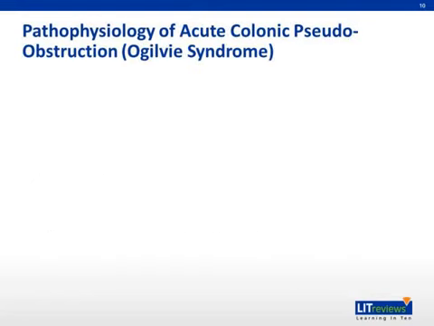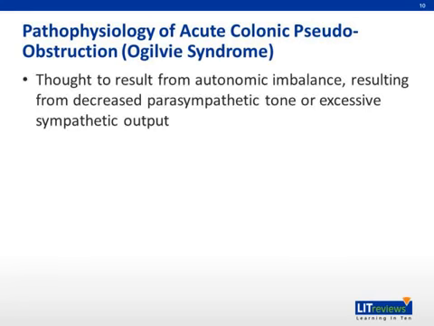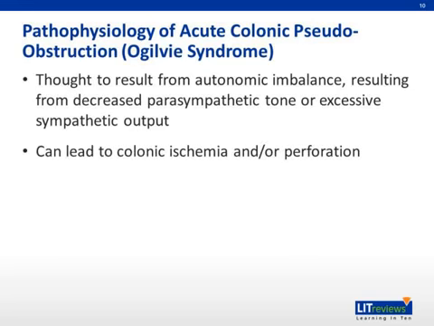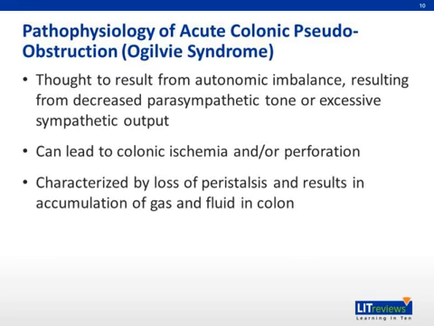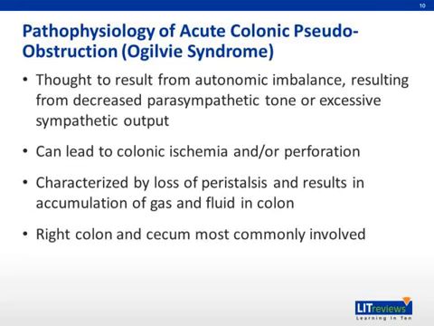The pathophysiology of acute colonic pseudo-obstruction, or Ogilvie syndrome, is not clear, but it is thought to result from an autonomic imbalance which results from decreased parasympathetic tone or excessive sympathetic output. This condition usually occurs in the setting of a wide range of medical or surgical illnesses. If untreated, colonic ischemia or perforation can occur. It is characterized by a loss of peristalsis and results in the accumulation of gas and fluid in the colon. The right colon and cecum are most commonly involved.